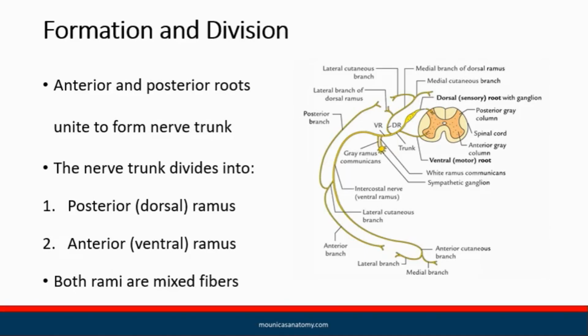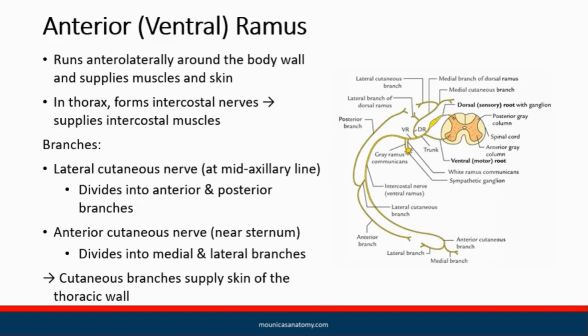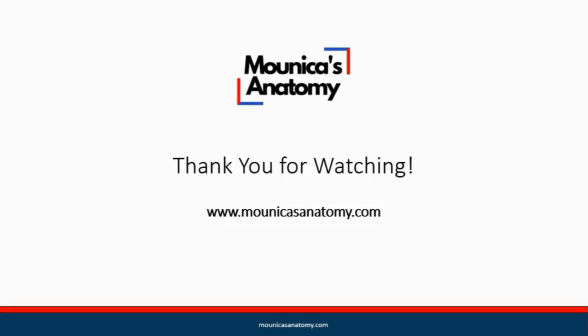Anterior and posterior roots unite to form nerve trunk, which divides into posterior and anterior ramus. Posterior ramus curves backward around the vertebral column, supplies deep muscles of back and skin, divides into medial branch and lateral branch. Anterior or ventral ramus runs anterolaterally around the body wall, supplies the muscles and skin. In thorax, it supplies intercostal muscles. Branches are lateral cutaneous nerve and anterior cutaneous nerve, which supply the skin of thoracic wall.